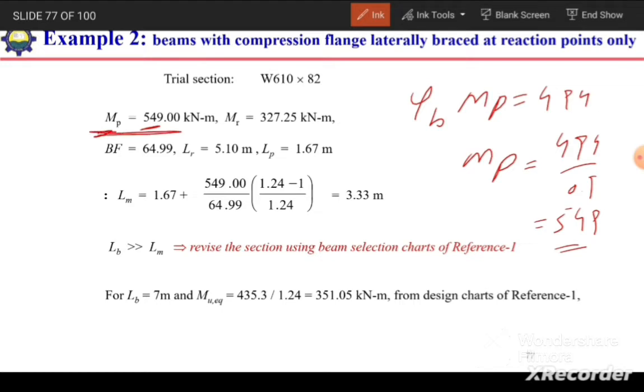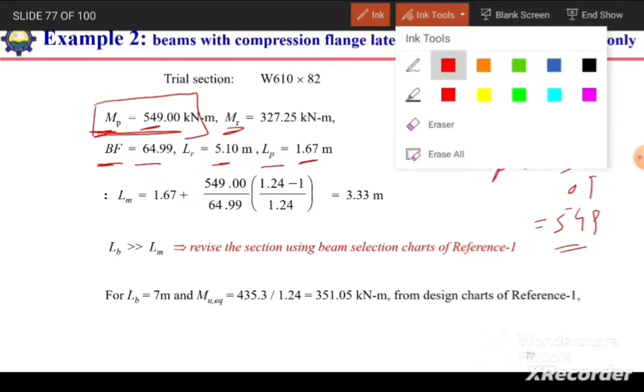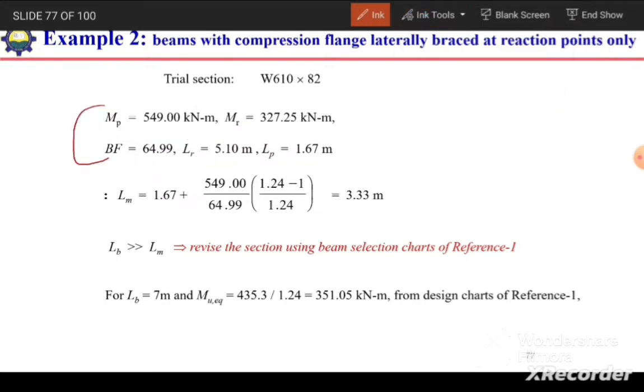So it comes out to be 549. So this is actually the MP value after dividing by the factor phi B. Similarly, MR after dividing by the factor phi B. And BF is 64, LR 5.10 and LP 1.67. So we can select all these values from that table.